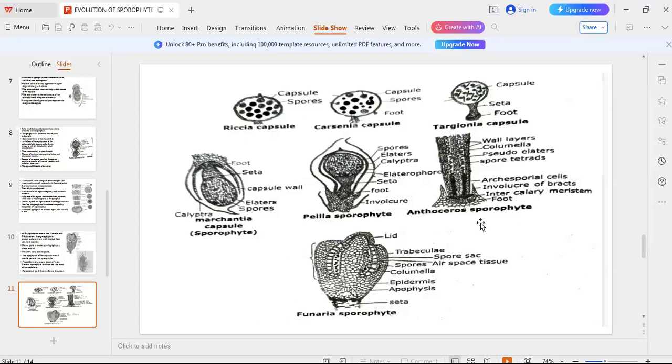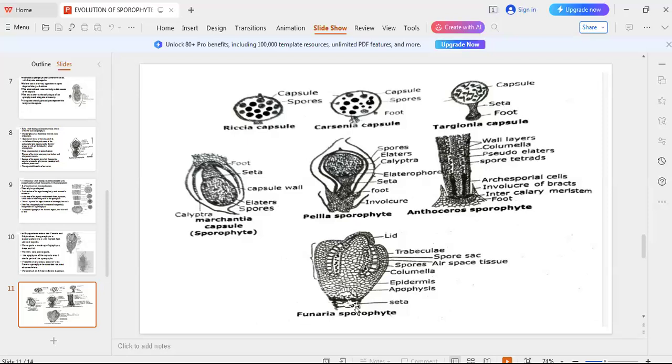This is Anthoceros sporophyte. Foot and intercalary meristem, or meristematic tissue, we call it. At the place of seta, instead of seta, intercalary meristem is there in the Anthoceros. Please remember that. What is the special character? You remember. Okay, so wall layers, columella, pseudoelaters. Anthoceros has the pseudoelaters. Pellia has elaters, Marchantia has elaters. The elaters help in the spore dispersal.